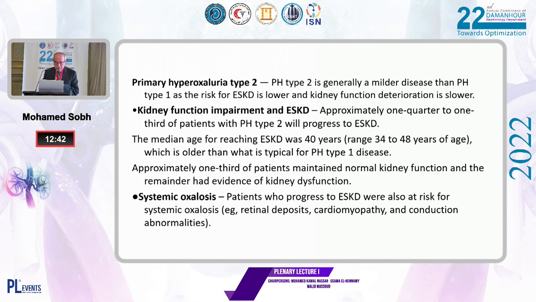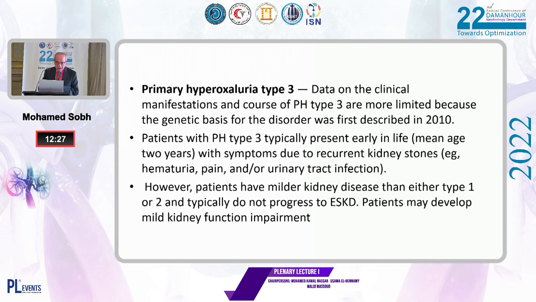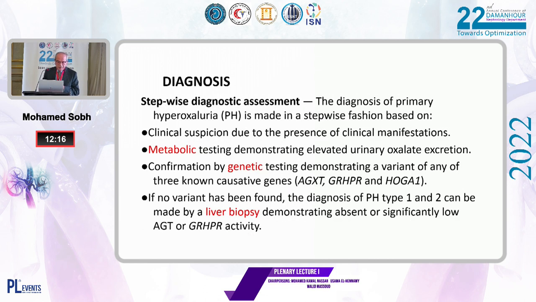Patients who progress to end-stage are also at risk of systemic oxalosis, the same as type 1: retinal deposits, cardiomyopathy, conduction defect, and so on. So it is like type 1, but less severe and less aggressive. Type 3 will be the same, less severe, but it is not as well characterized as type 1 and type 2 since it has been reported very recently.